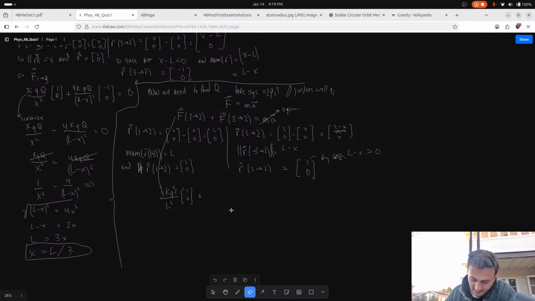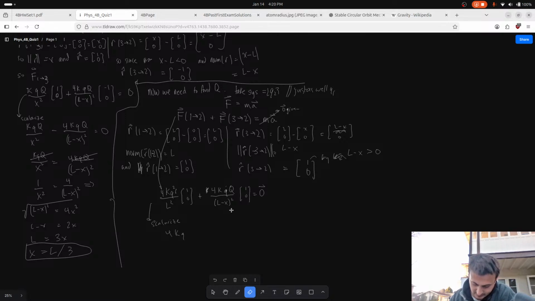So now we're going to get 4KQ over L minus X squared times 10. And this is really, if you think about it, the zero vector. So you can actually put the zero vector with the harpoon on it. Okay, but now we can scalarize.